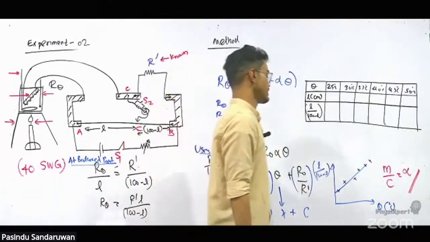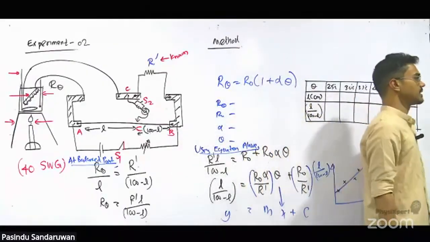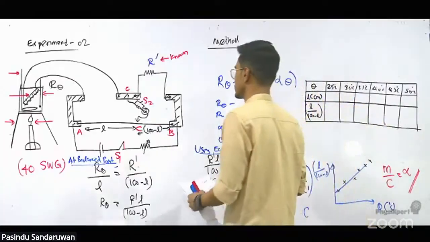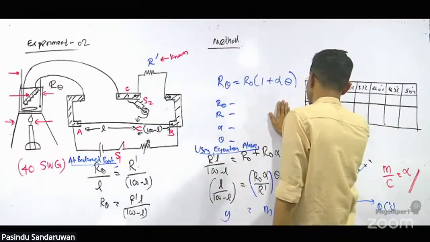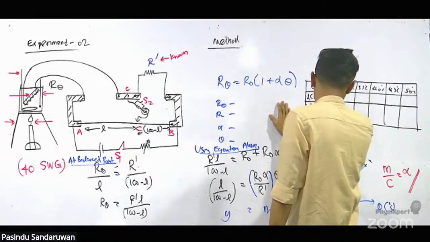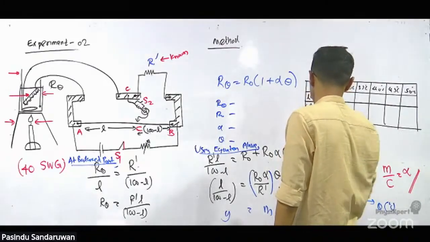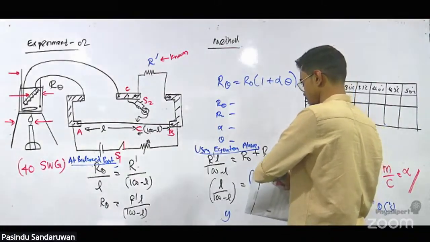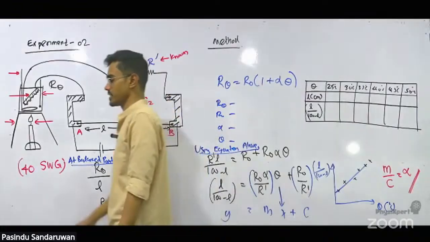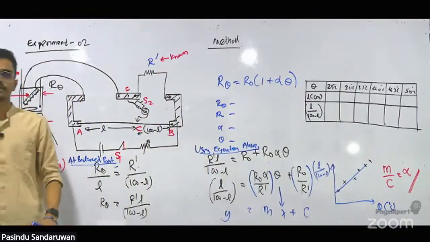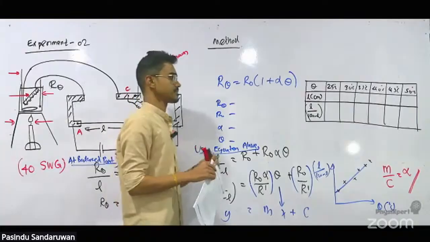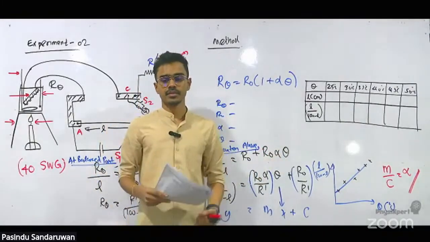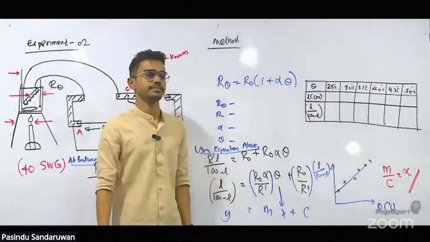Next, beta y alpha. Using gradient and intercept as discussed under the beta y and alpha.